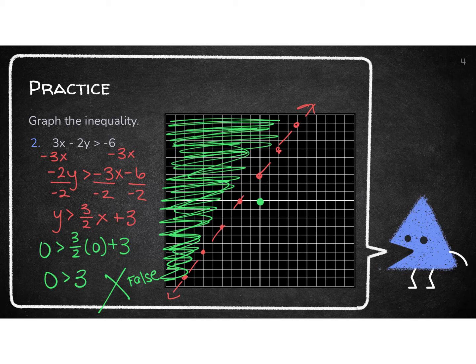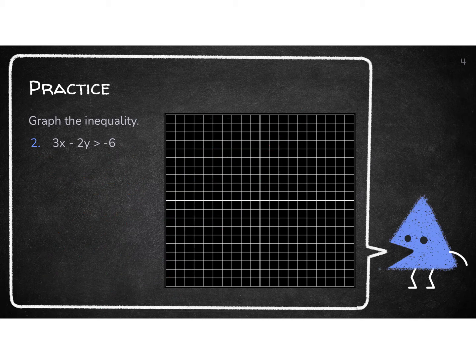And that's what I'm looking for, true statements. Let's go ahead and look at this example here. I want to get the y alone, so I'm going to subtract 3x from both sides. So I'm going to have negative 2y is greater than negative 3x minus 6. I'm going to divide everything by negative 2.